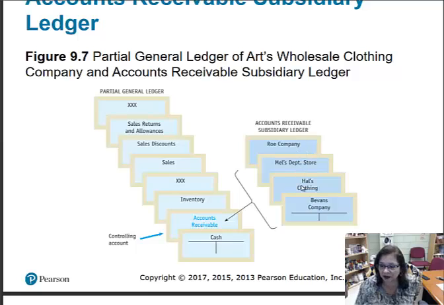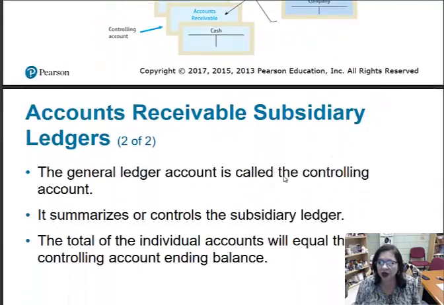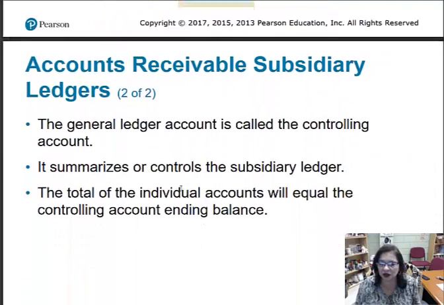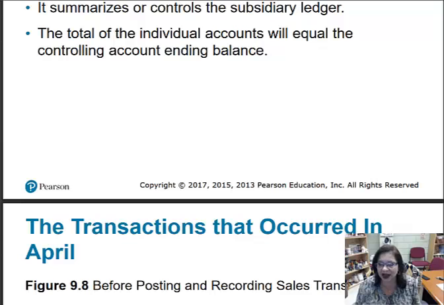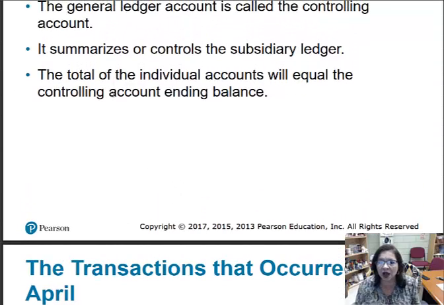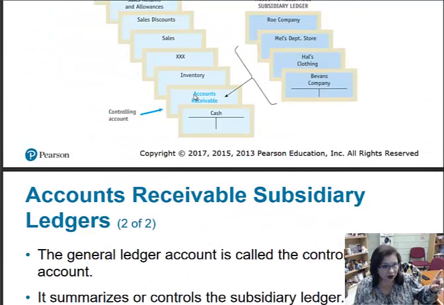Rowe, Mel's, Hal's Clothing, the Bevins Company. You have to keep a tab of how much all these people owe you so that you can make sure that, one, you're getting paid, right? You've got to get paid. So that's what we're talking about. Each subsidiary ledger has its own information. But notice, the total of the individual accounts will always equal the amount here. The total amount has to, okay?